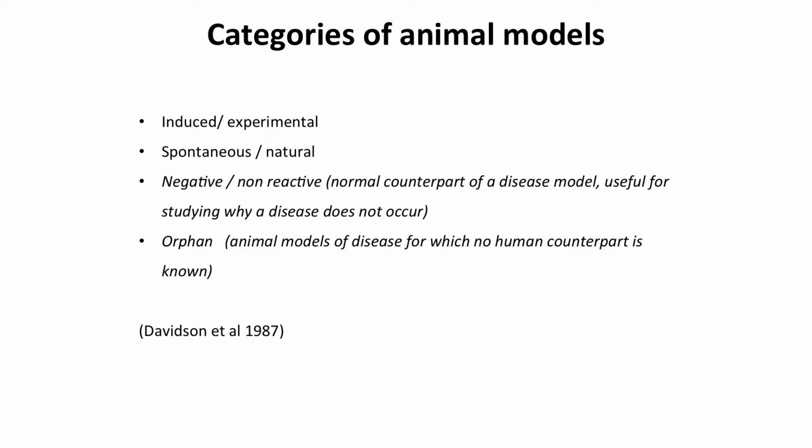There are also some not so common models, including negative or non-reactive models, which are a normal counterpart of a disease model, useful for studying why disease does not occur. And then orphan models, so these are animal models of diseases for which no human counterparts are known. And these have actually given us some surprising insights into human disease. For example, the Rous sarcoma virus in chickens, which has revolutionised the way we think about cancer.